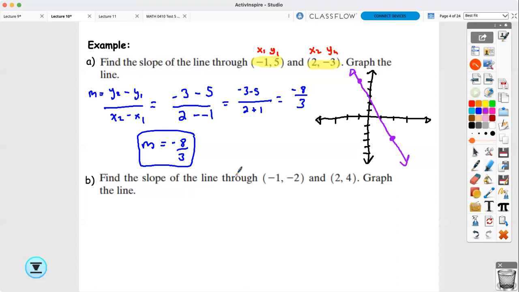Any questions on the formula, the labeling, the plugging in, simplifying, or the graphing? Any questions on what we just did?